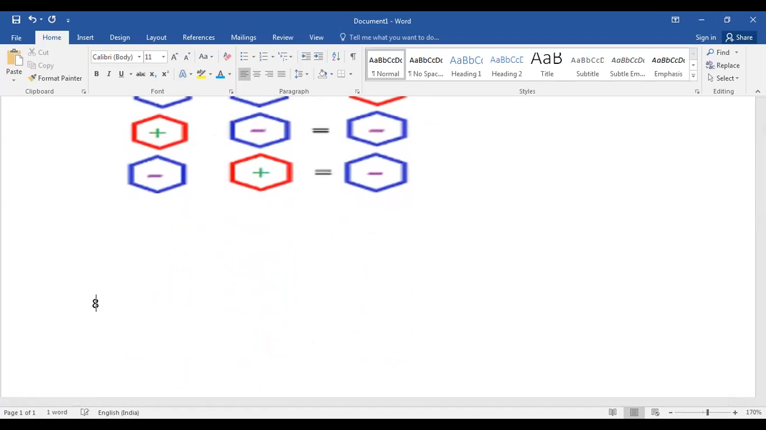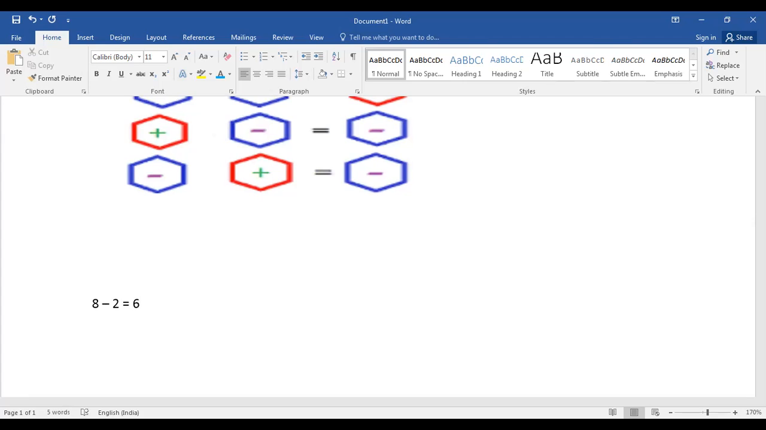Now suppose 8 minus 2, then what will you get? Here you know 8 is plus and 2 is minus. So plus minus is minus. Your answer will be 6. The sign of the greater number is 8, so your answer will be positive.